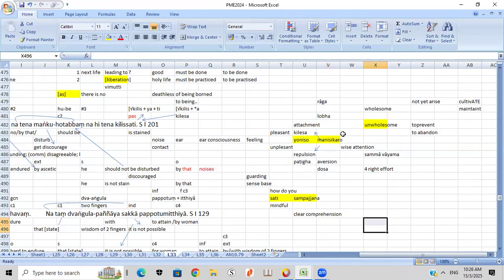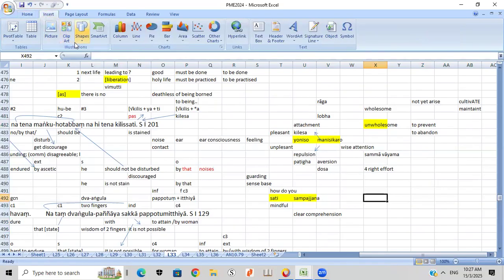So in this case, if you don't want it to happen, you need to guard the base. How to guard? Sati sampajana. So this is the unwholesome, not yet arisen. Not yet arisen means you want to prevent it from arising. To prevent it from arising, you use sati sampajanya. This is to prevent.